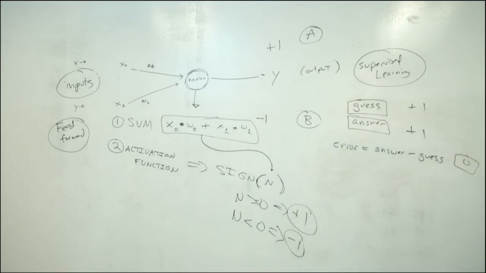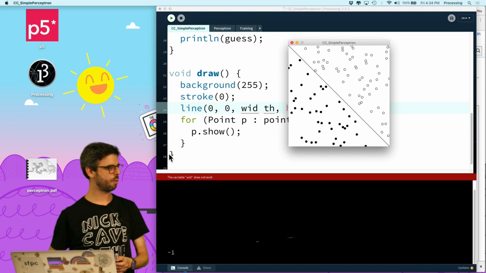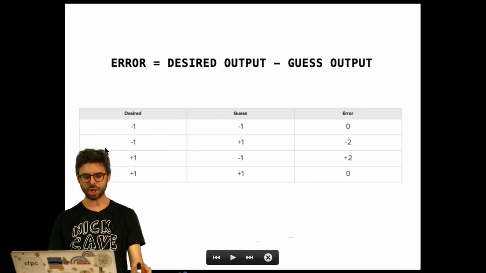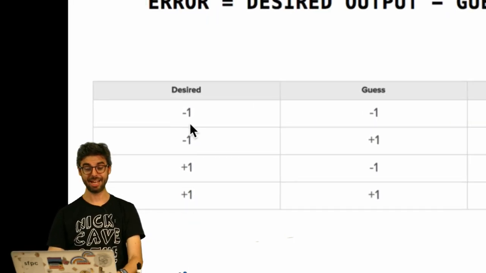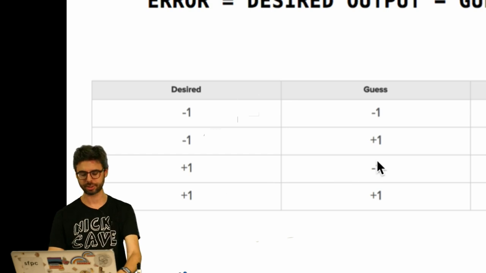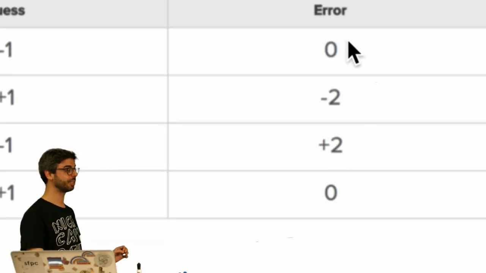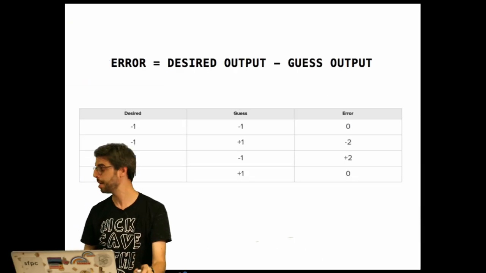And I actually have a little bit of a diagram here to illustrate. This is a pretty simple scenario. I didn't switch the camera. I have a diagram over here where you can see these are the only possible correct answers, negative one or plus one. So there's only four possibilities. If it's supposed to be a negative one, I could guess a negative one or a plus one. If it's supposed to be a plus one, I could guess a negative one or a plus one. So these are all the possible errors. The error is either zero, or negative two, or positive two, or zero. So this is a good starting point. I need to have this error.